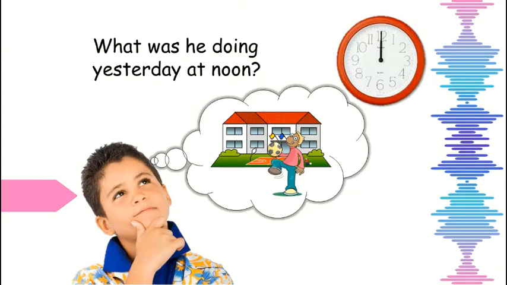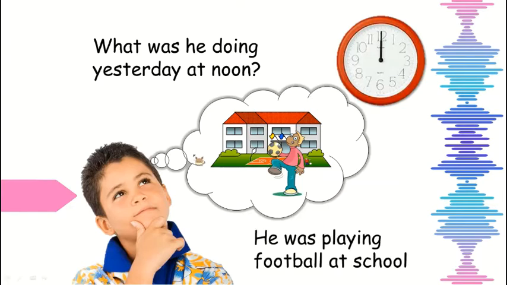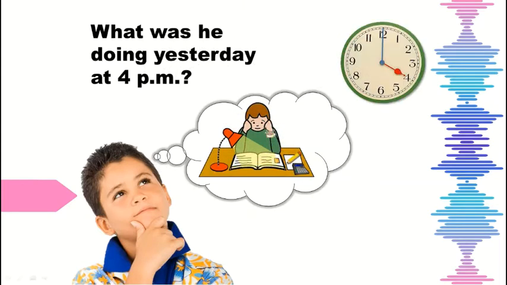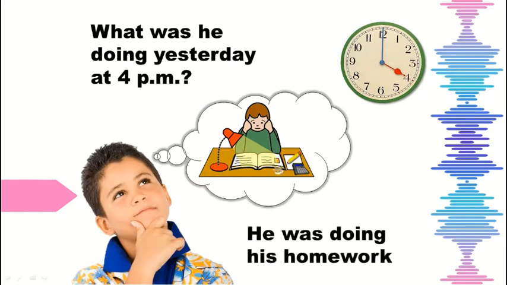Also, if you say all morning, all afternoon, okay, the keyword all. So what was he doing yesterday at noon? He was playing football at school. Was playing, the past continuous. What was he doing yesterday at 4 p.m.? Again, a certain time in the past. He was doing his homework.